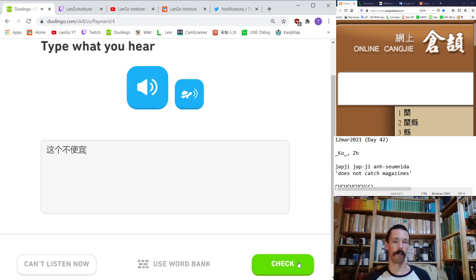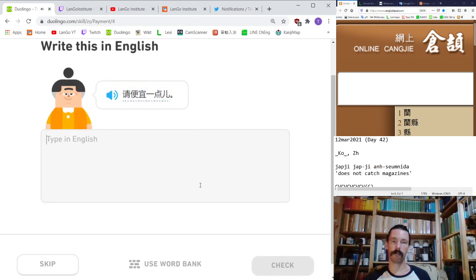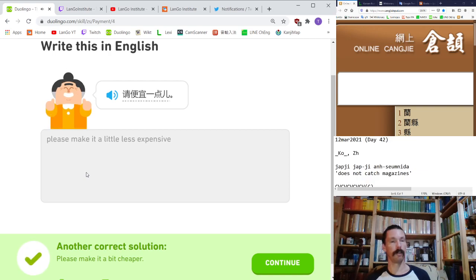这个不便宜。请便宜一点儿。Please make it a little less expensive. That's what it literally says. Please make it a bit cheaper.